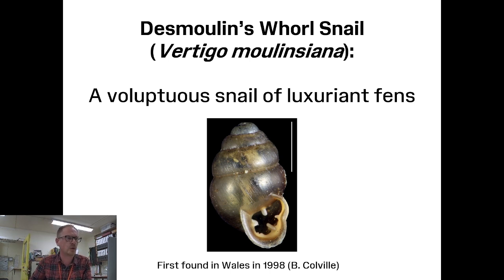Vertigo moulinsiana, or Desmoulin's whorl snail, as very few people call it. This is a voluptuous snail. I've called it that because of its shape, and it lives in luxuriant fens, so a very different habitat from angustior. It was only found in Wales relatively recently, 1998, by a member of the Conchological Society called Barry Colville, who was a really keen and skilled amateur snail fan.